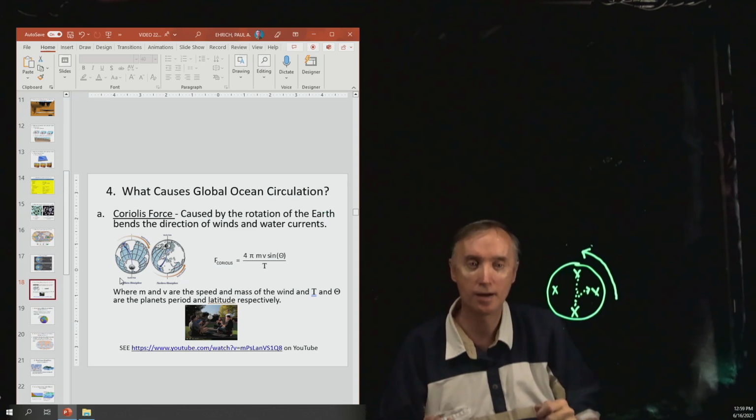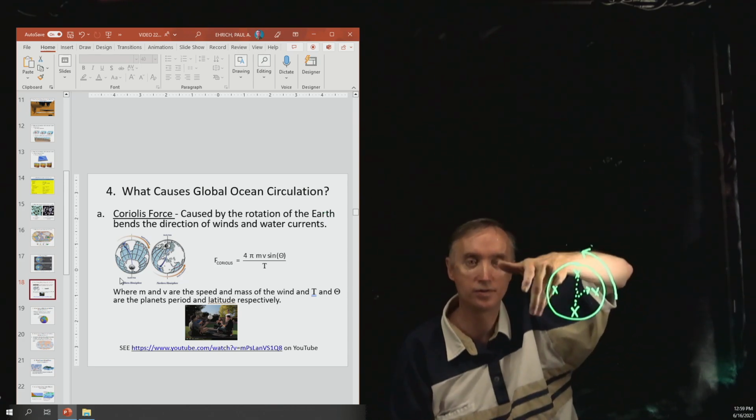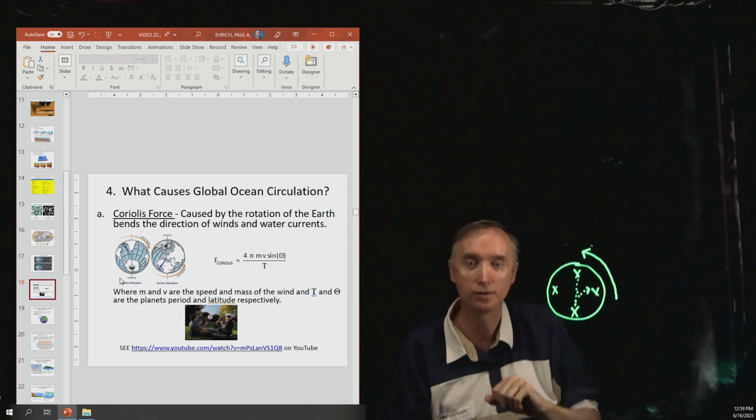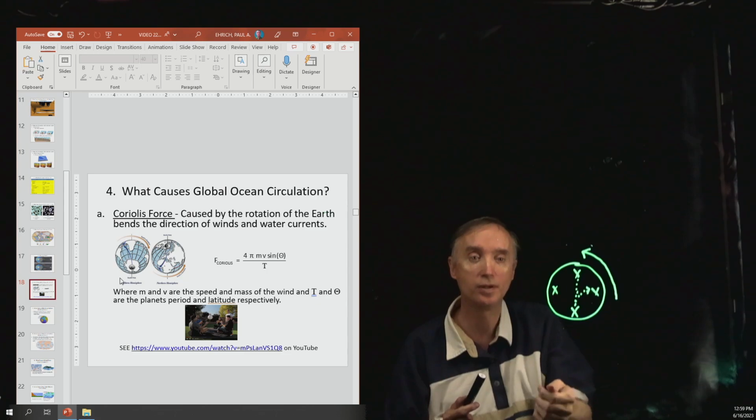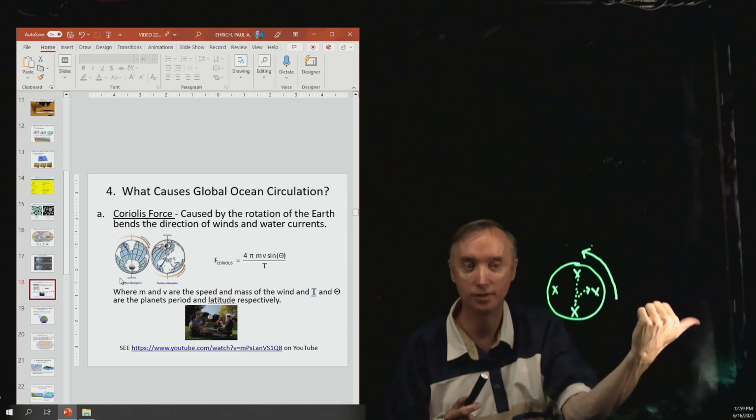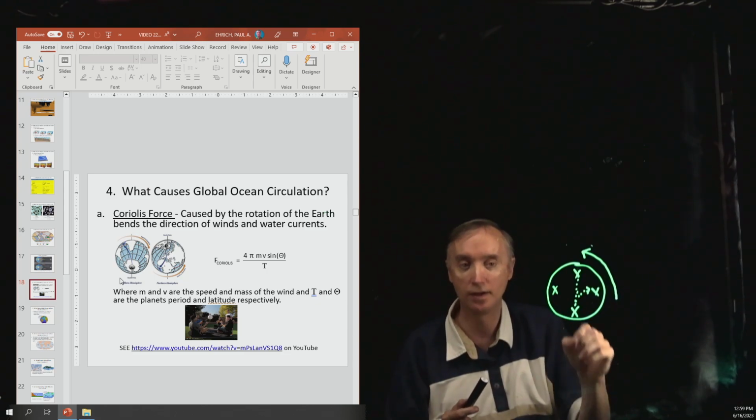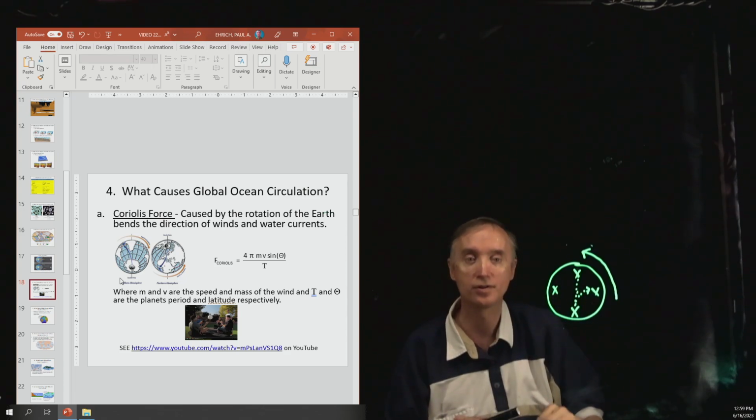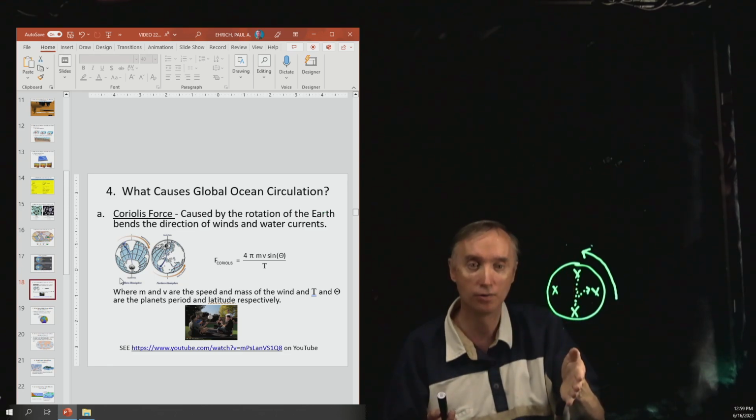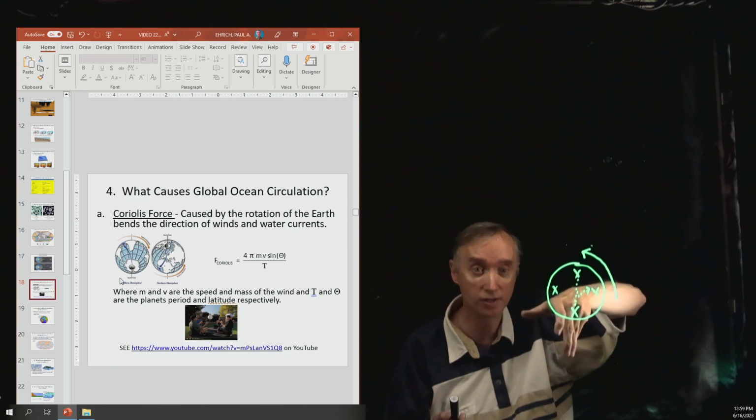The same thing happens on Earth. The Earth is spinning counterclockwise, and that means any wind system trying to go in a straight line is going to be bent to the right in the northern hemisphere, and in the southern hemisphere it's going to be bent to the left. So it's, again, an optical illusion. The winds really are going in a straight line, but the problem is that the Earth is rotating out from underneath them.